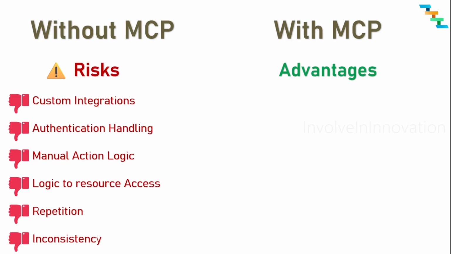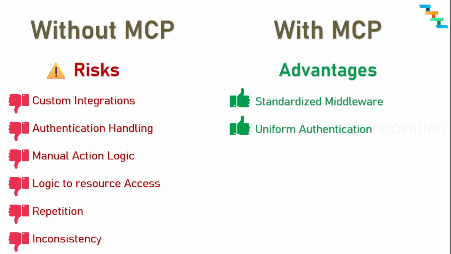With MCP, all these issues are mitigated. Standardized middleware. With MCP, all services follow the same format. Whether your AI is talking to the bank, a database, or GitHub, the communication looks the same. It is like using one universal adapter for all devices. Uniform authentication. Instead of writing separate authentication for each service, MCP handles it in a standardized way at the transport layer. For example, whether it is OAuth for your bank or an API key for GitHub, MCP makes it consistent for your AI.